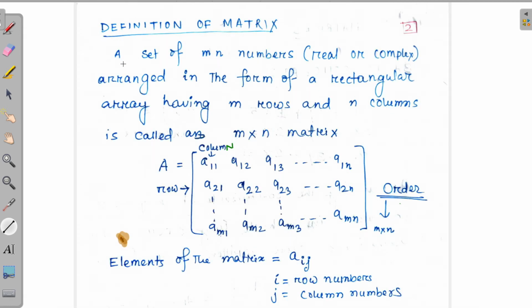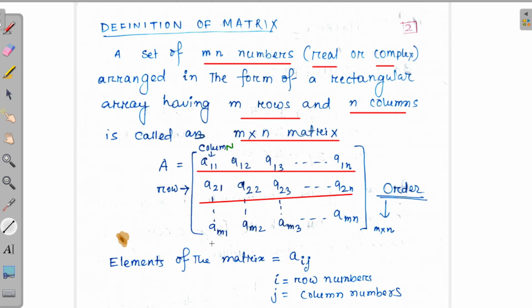It is defined like this: a set of m times n numbers, which may be real or complex, arranged in the form of a rectangular array having m rows and n columns, is called an m cross n matrix. For example, if A represents the matrix having m number of rows and n number of columns, then the elements of this matrix can be written like this: A11, A12, A13, and so on. So this is the first row, this is the second row, this is the mth row. Similarly, this is the first column, this is the second column, this is the third column, and so on.